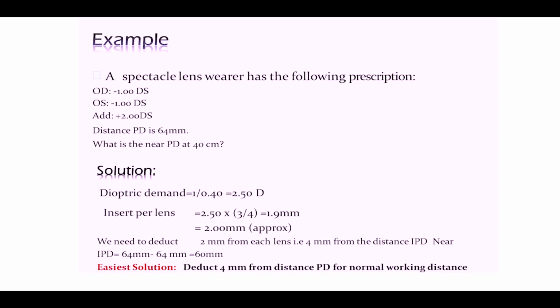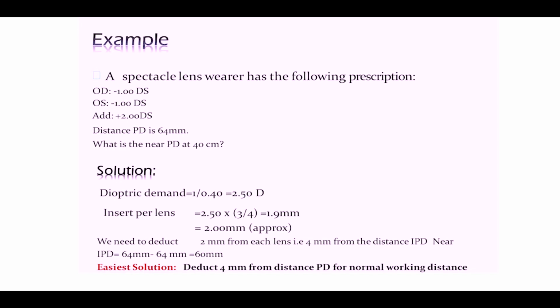Now, what we need to do, this 2.5 multiplied by, I told you 3/4 of it, so multiplied by 3 by 4. So just take 3 by 4 out of it. That will give you 1.9 or close to 2 mm. This 2 mm on each lens, just subtract it. 2 mm on the right, 2 mm on the left will give you the near PD.